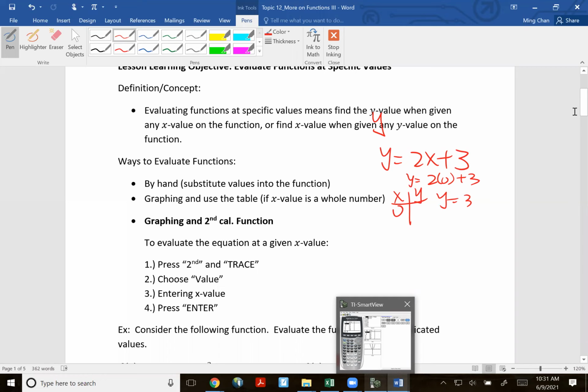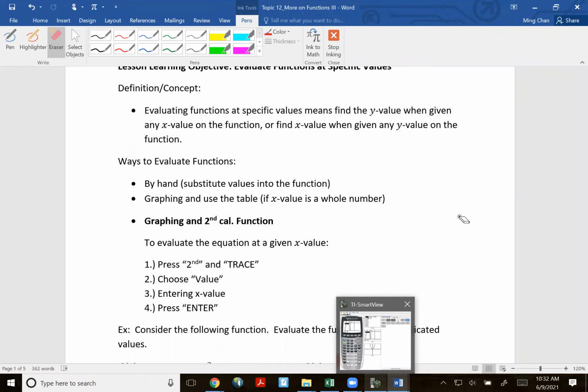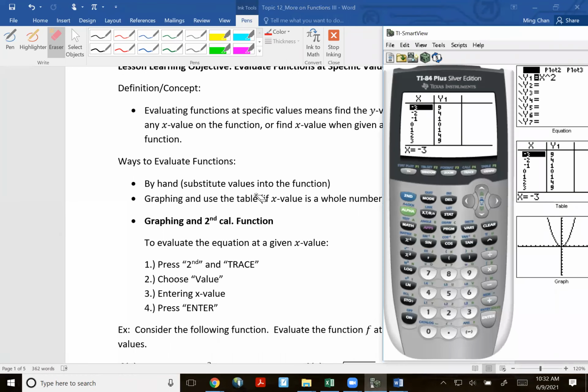But when we do this on the calculator, your input is always going to be the x value and your output is always going to be the y value. That's why we call the y value the dependent variable, because the y value depends on what x you put in. So we can evaluate a function by hand, substituting a value into the function and working it out. We can also graph it and use a table to help us find these y values.